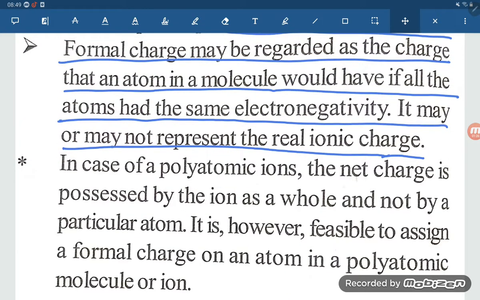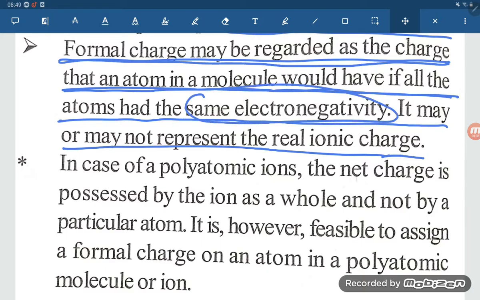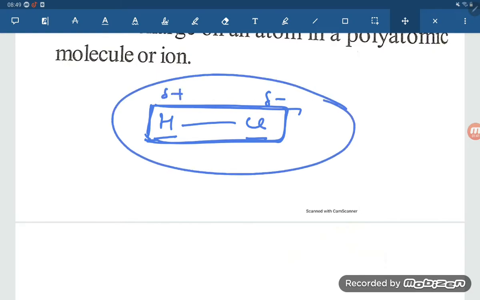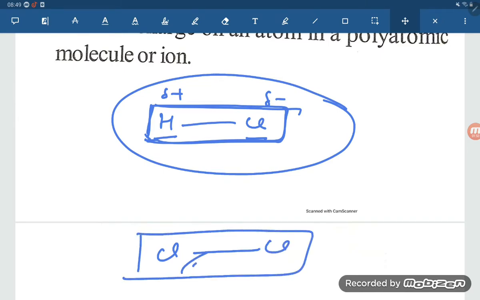Again you read out, formal charge may be regarded as the charge that an atom in a molecule would have if all the atoms had the same electronegativity, it may or may not represent the real ionic charge. It means, like, that it is having a minus charge, it is a polar covalent bond, but they are not talking about that. They are saying if it is the same electronegativity, in that case how much charge is coming, that is what is known as formal charge.